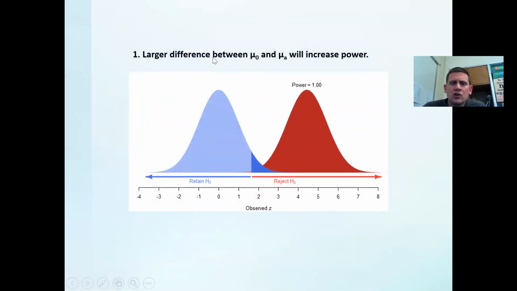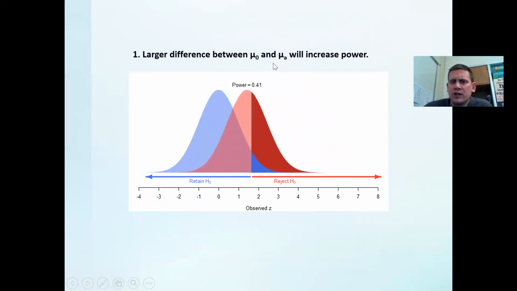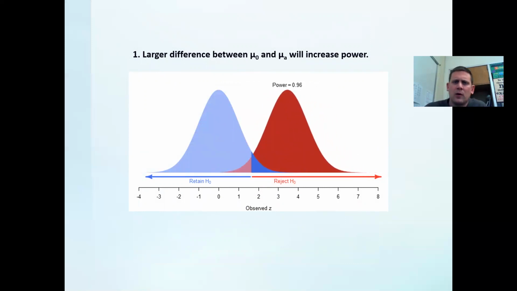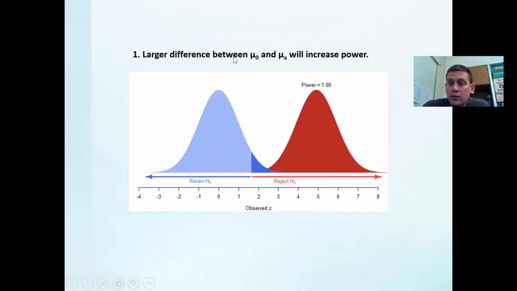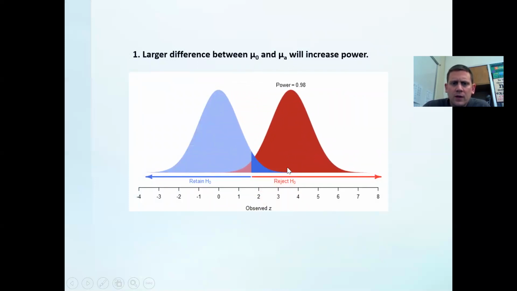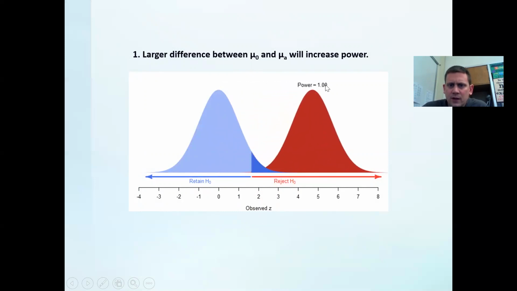So a larger difference between mu sub naught and mu sub A. Again, we're dealing with it in terms of means. It's either proportions or means, right? We have to be able to deal with both. So mu sub naught is the null, the original mean, your population mean. And then this is your sample mean, if you will. So you can see the further apart they get, the power increases. When they get closer together, the power is decreasing.